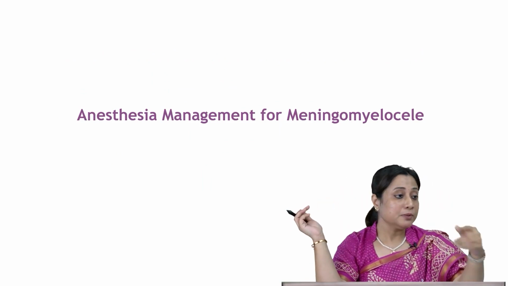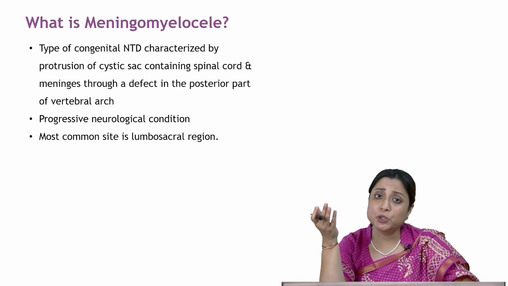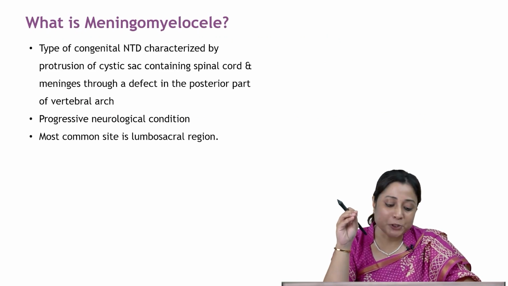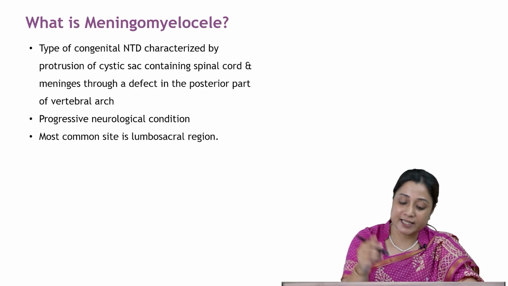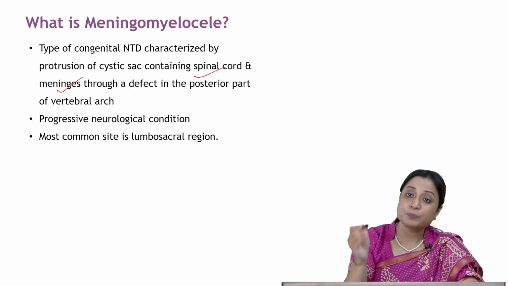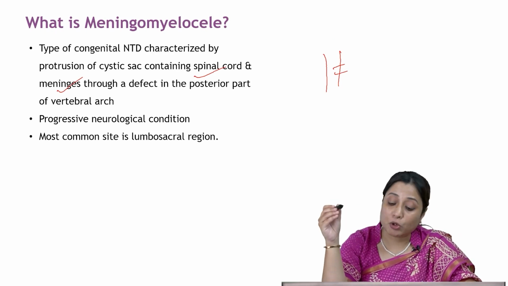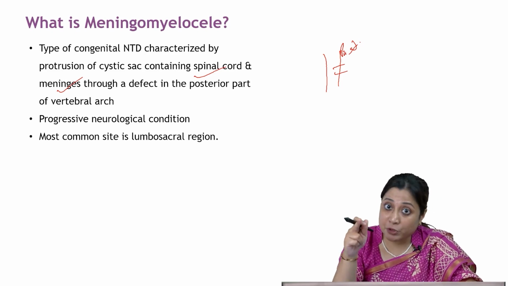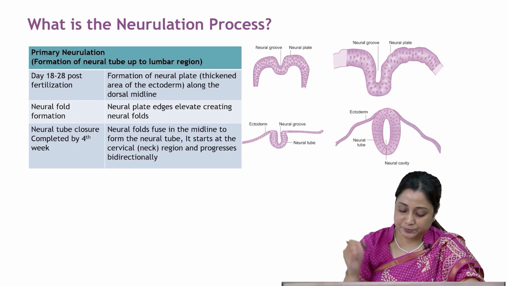We move on now to the anesthesia management for meningomyelocele. Now you need to know, what is meningomyelocele? It is basically a type of neural tube defect which is characterized by protrusion of a cystic sac containing the spinal cord and meninges through a defect in the posterior part of the vertebral arch. It's a progressive neurological condition and the most common site is lumbosacral.